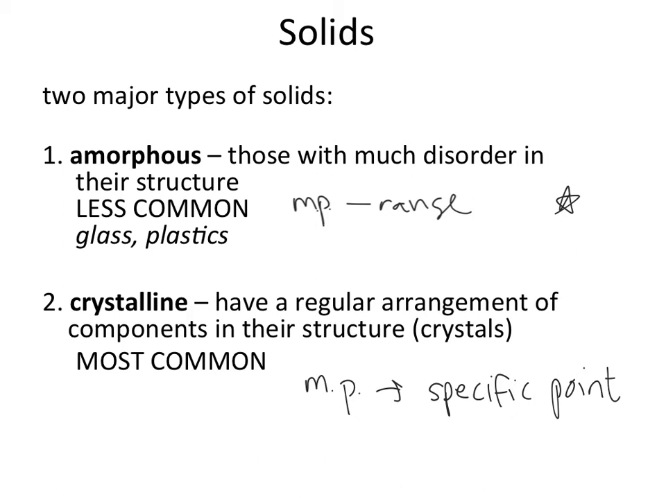So amorphous solids, they have some order, but there is disorder to the structure, and they're not very common. Crystalline solids have a very specific arrangement of the components that make up its structure, and basically melting point in these types of structures has a very specific value versus the range that we see with the amorphous solids.